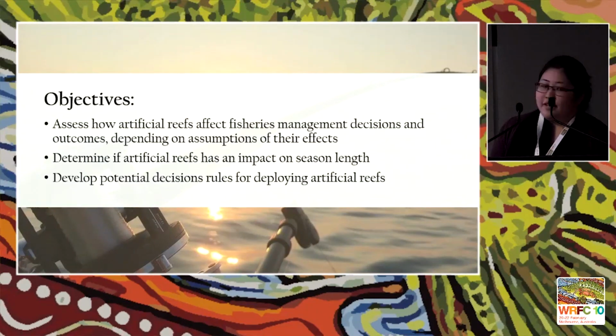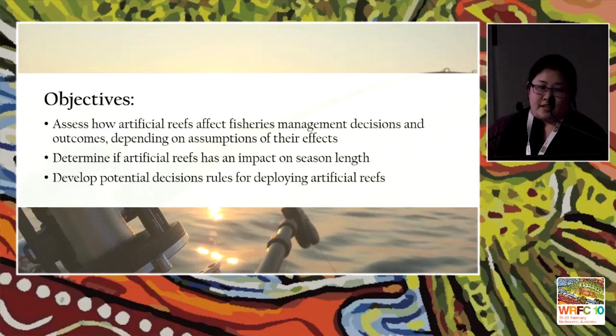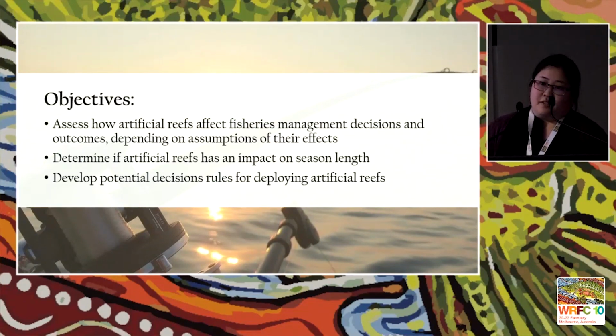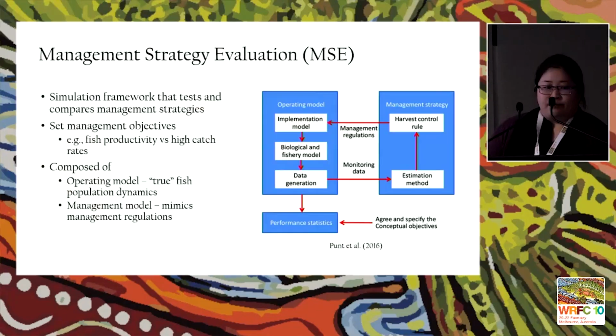So this leads to my objectives of this project. One is to assess how artificial reefs actually affect fisheries management decisions and outcomes, and then depending on whether attraction or production is occurring, determine if artificial reefs actually have an impact on season length. And then finally, we want to integrate the placement of artificial reefs into actual fisheries management, as that's not really a thing in the United States.